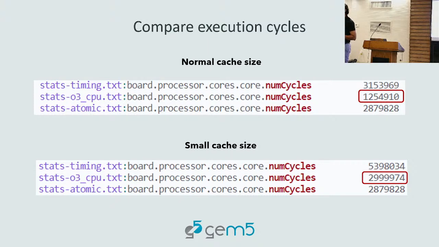And the functional testing is the other thing, right? You can use KvmCPU today for functional testing, but for those CPU models where KVM is not supported, for example, RISC-V, you might want to do that in AtomicSimple because it's very fast, runs your simulation very fast. So you can make sure your program works in gem5, and now you can run the same thing in a more detailed CPU model to get the timing numbers.